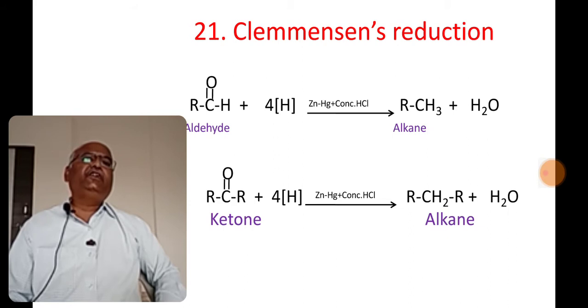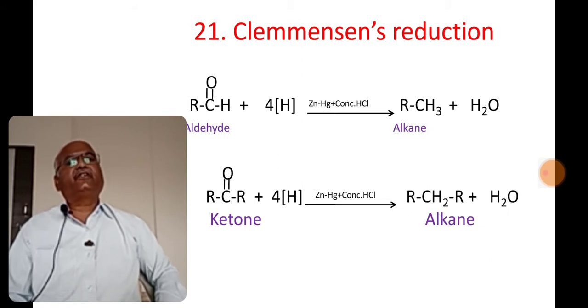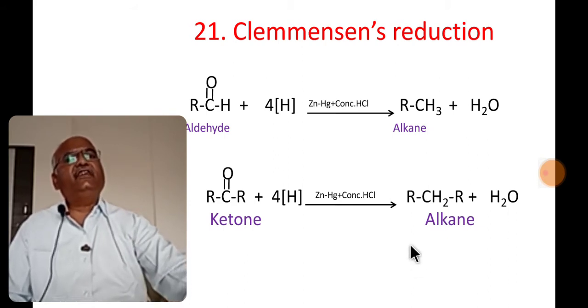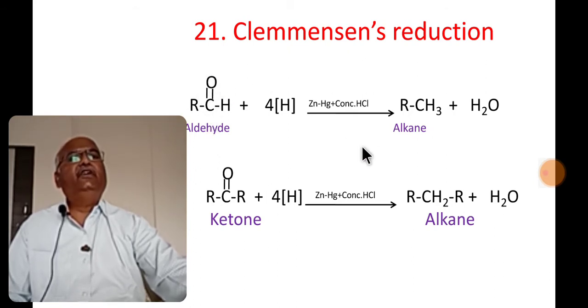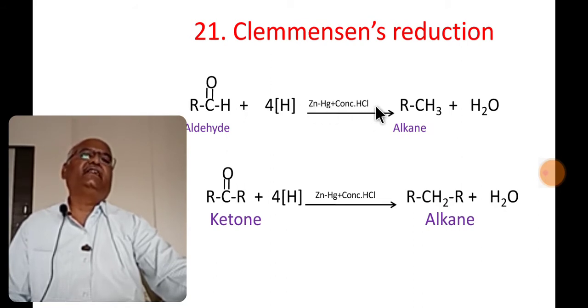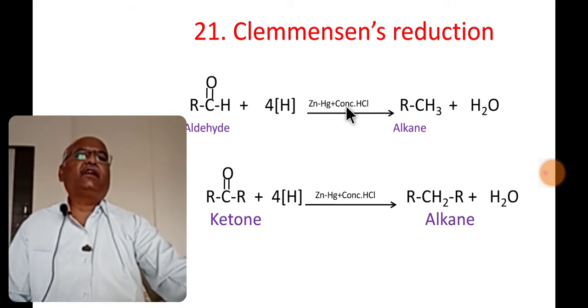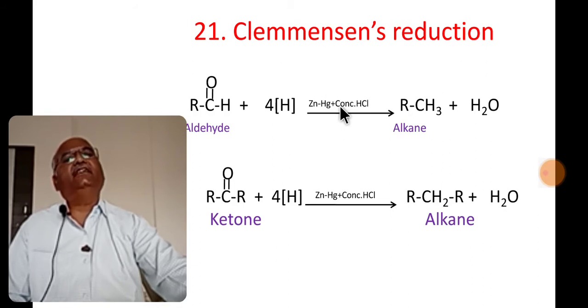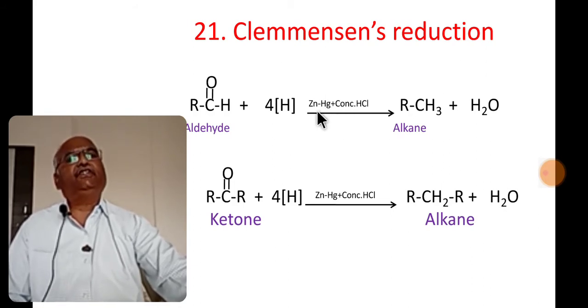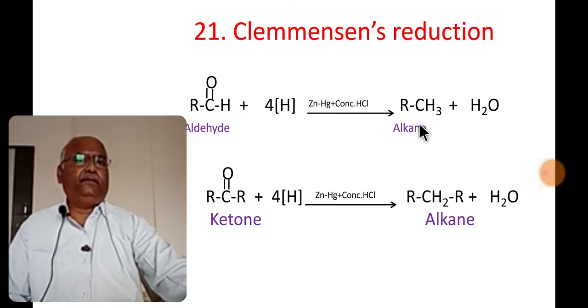Reaction number 21, Clemmensen's reduction. In Clemmensen's reduction, C double bond O group is reduced to methylene group, CH2 group. The reducing agent is zinc amalgam and concentrated HCl. So, aldehyde when heated with zinc amalgam and concentrated HCl undergoes reduction to give alkane.